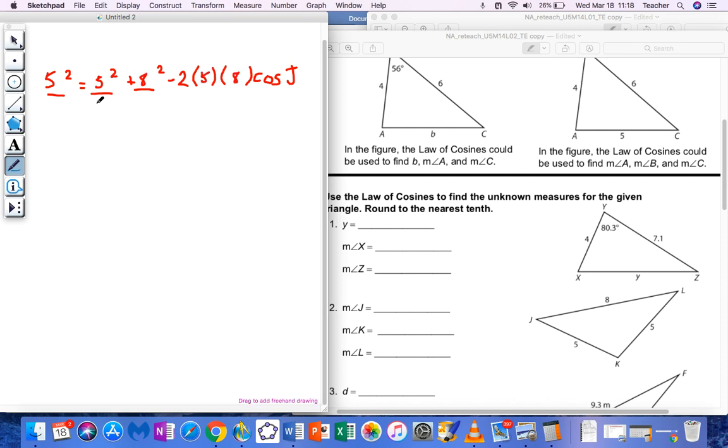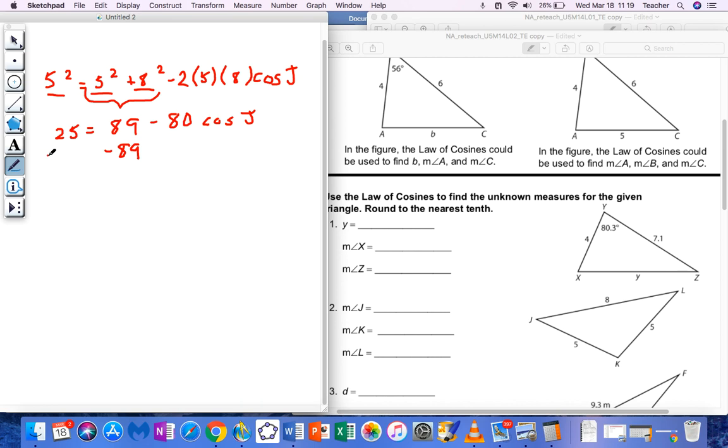Just to quickly do calculations, we know 5 squared is 25. We know 8 squared is 64. 25 and 64, that is 89. And if I multiply -2 times 5 times 8, that gives me -80 cosine of j. That's what I get on the right side. And on the left side, we know 5 squared is 25. So to get j by itself, you subtract 89.